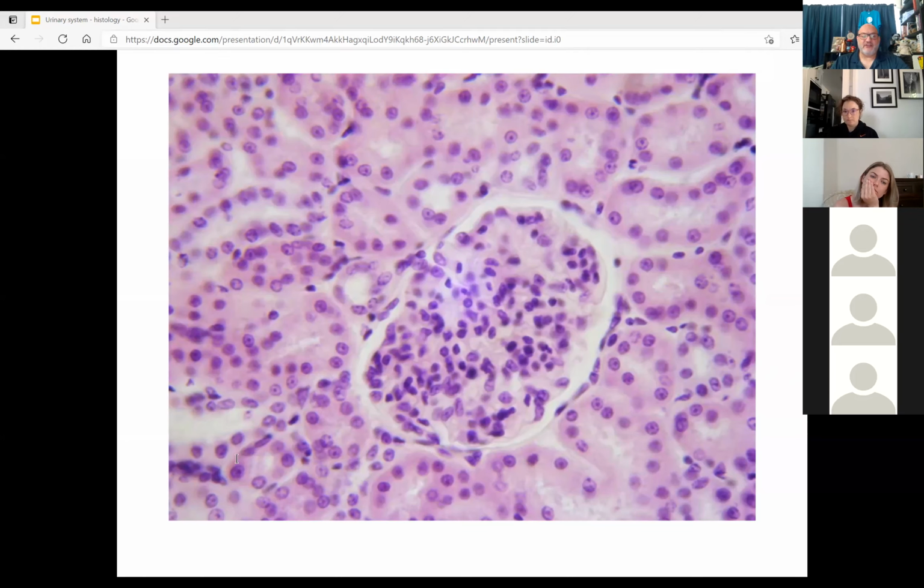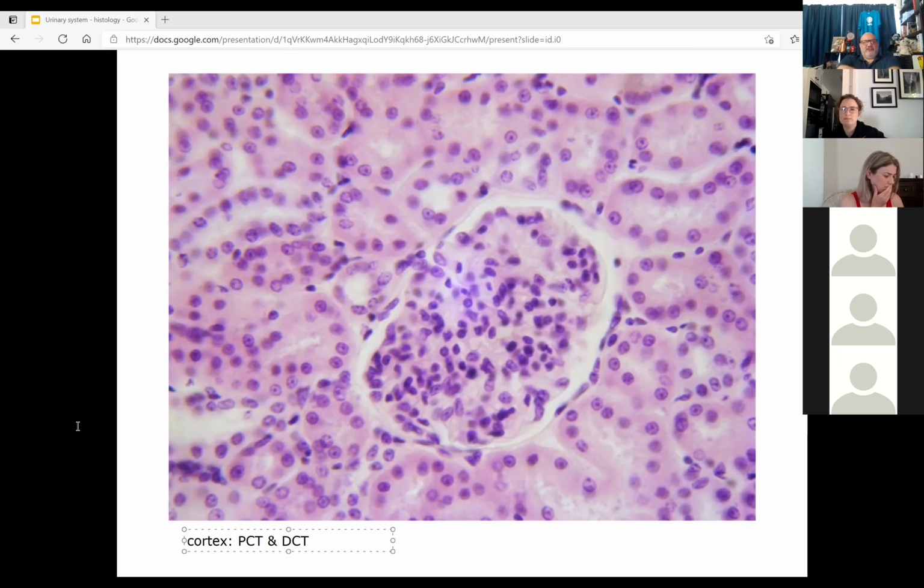Also in the cortex is where we're going to find the proximal convoluted tubule and the distal convoluted tubule. So we're going to obviously find the renal corpuscle and all the things associated with that, but we're also going to find the proximal convoluted tubule and the distal convoluted tubule. Now, here in the cortex, how are we going to tell these two apart? What are some of the things that we could use, or what's the primary thing we can use to distinguish these two from each other?